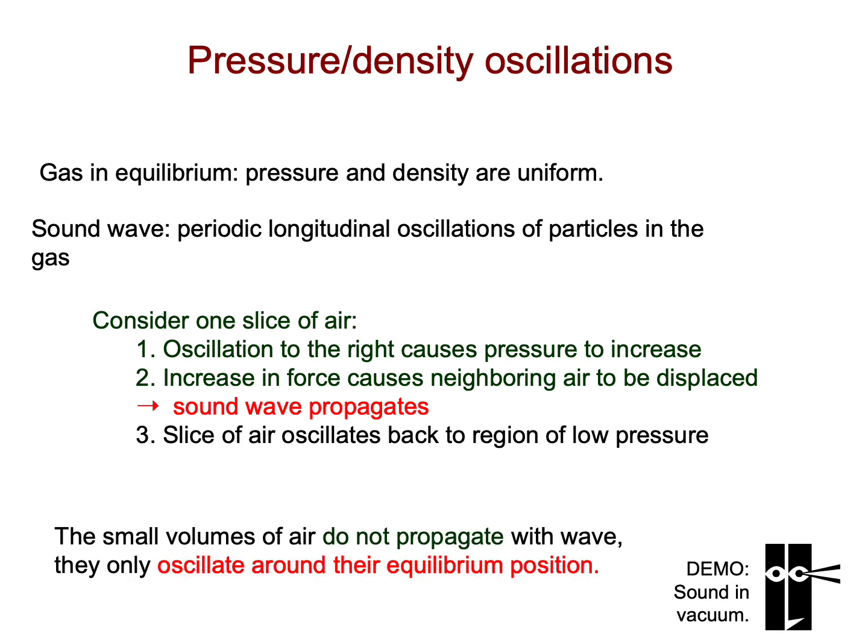These small volumes of air do not propagate with the wave. They only oscillate around their equilibrium position. As I said, there's no net motion of the column of air. It just vibrates forward and backwards, where forward and backwards means in the direction of propagation and away from the direction of propagation of the wave.